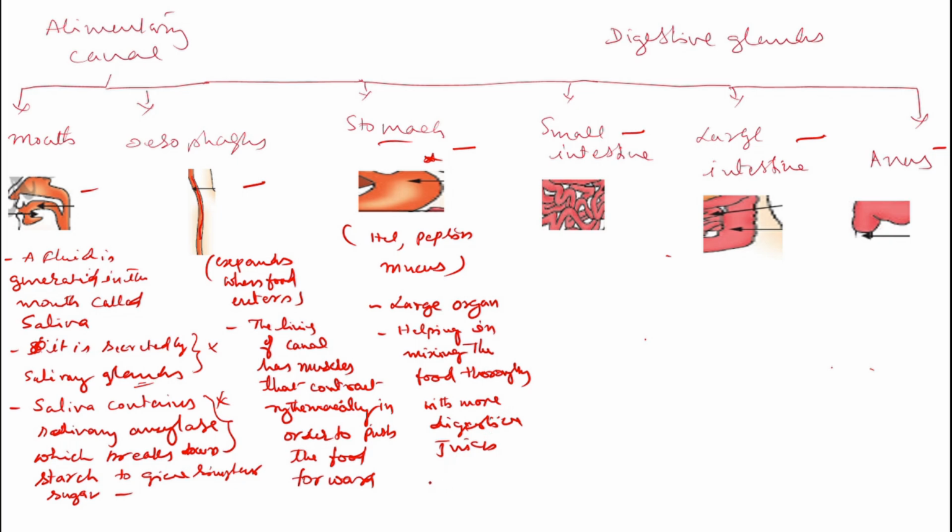Now what is the role of HCl? We will discuss. HCl, that means hydrochloric acid, creates acidic media, which facilitates the action of the enzyme called pepsin. So now you got the idea why acidic media is required in the stomach to facilitate the pepsin enzyme.